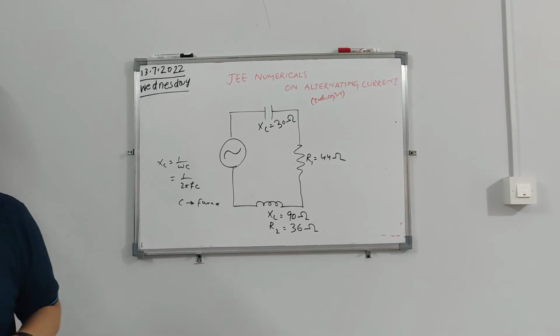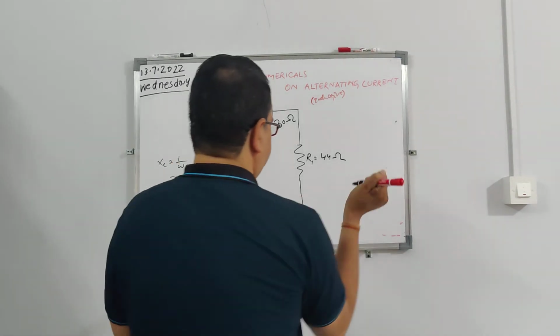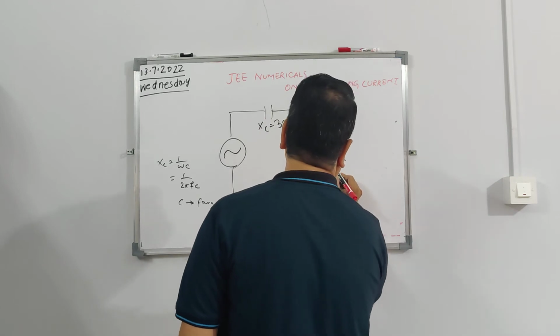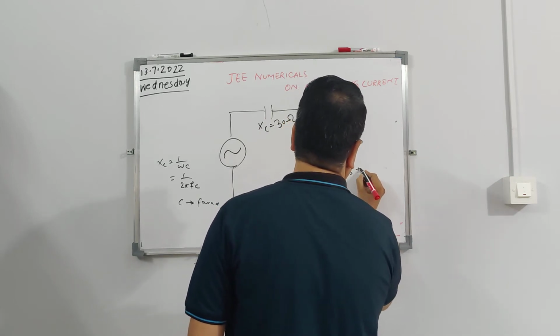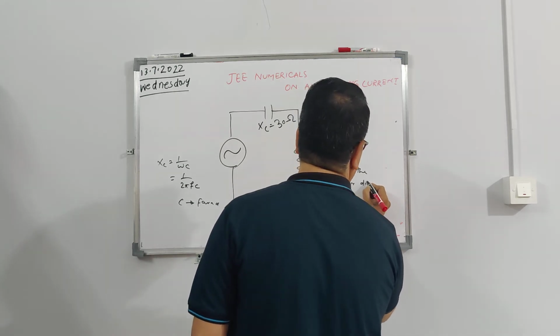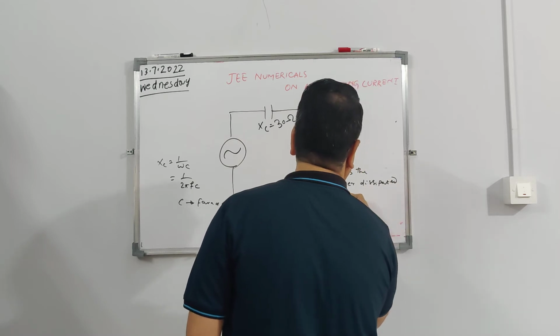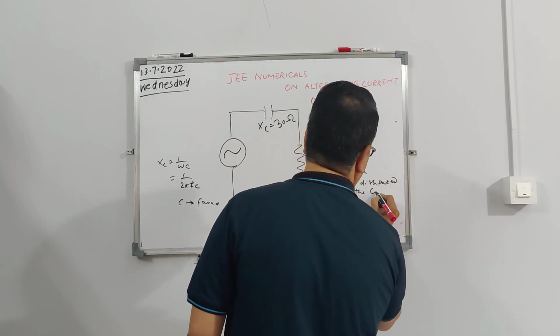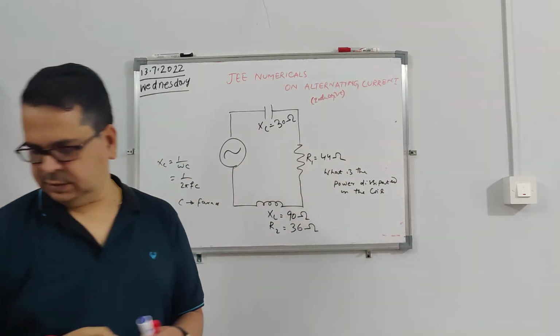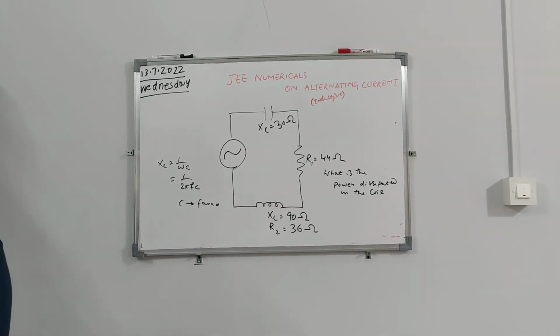So the question is: what is the power dissipated in the coil? That is the question.